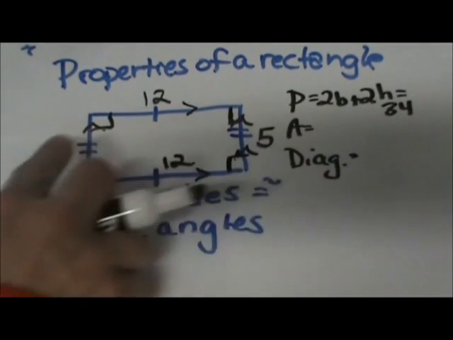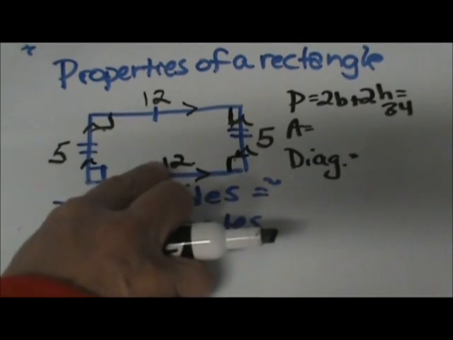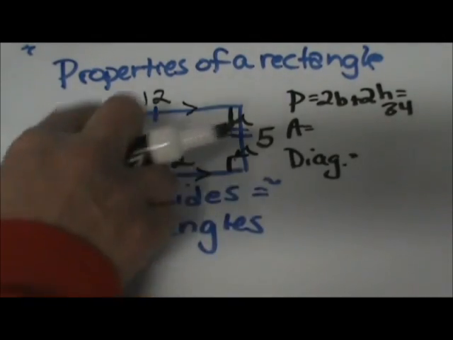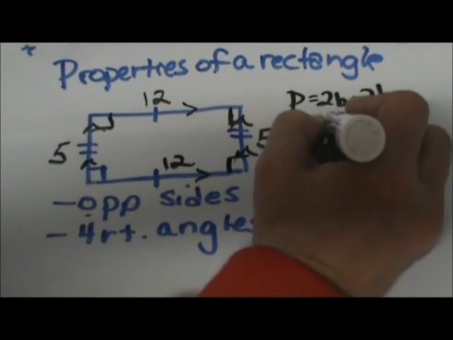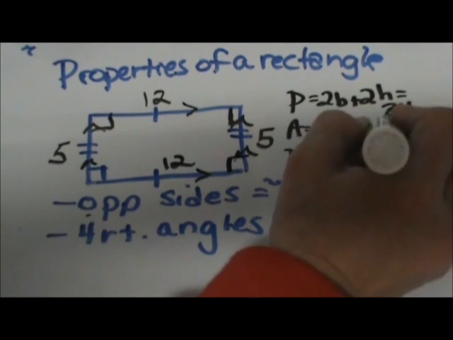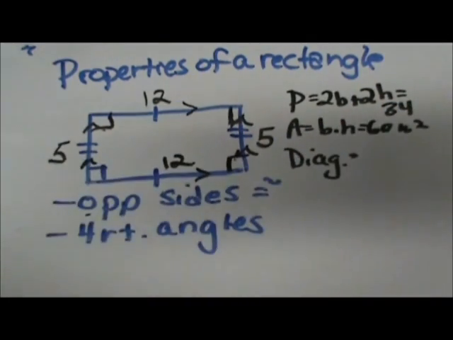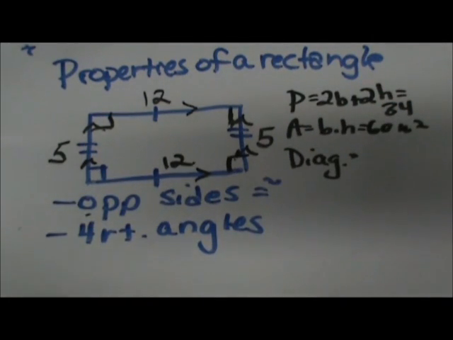Okay, now let's look at the area. The area of a rectangle is very simple. It's just base times height. So you take your base of 12 and your height of 5 and multiply them together, and you get 60 units squared.